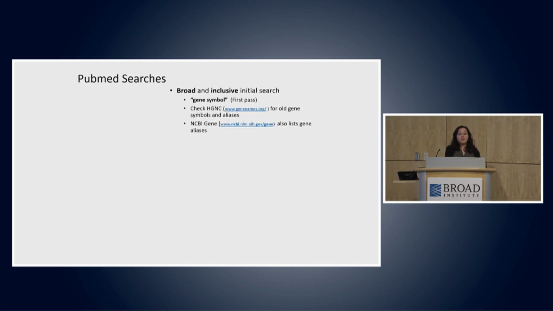So for PubMed searches, we often suggest to start broad and inclusive for your initial search. Really just as a first pass, maybe just searching the gene symbol. That being said, you want to check HGNC to see if there are old symbols or aliases, because a lot of times, particularly experimental evidence was published under an old gene name before they changed the gene name to whatever you have right now. And so you'll miss some of that experimental evidence sometimes if you don't know the old aliases for the gene name. So take a look and make sure there aren't any multiple names that you should be searching.